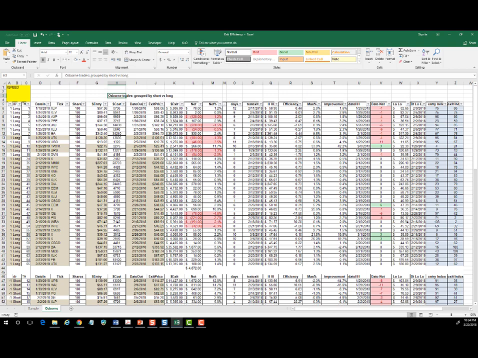If you wanted to break it out by symbol or by strategy alone, you really need to get at least 30 of each type together in order to have some significance to the analysis.